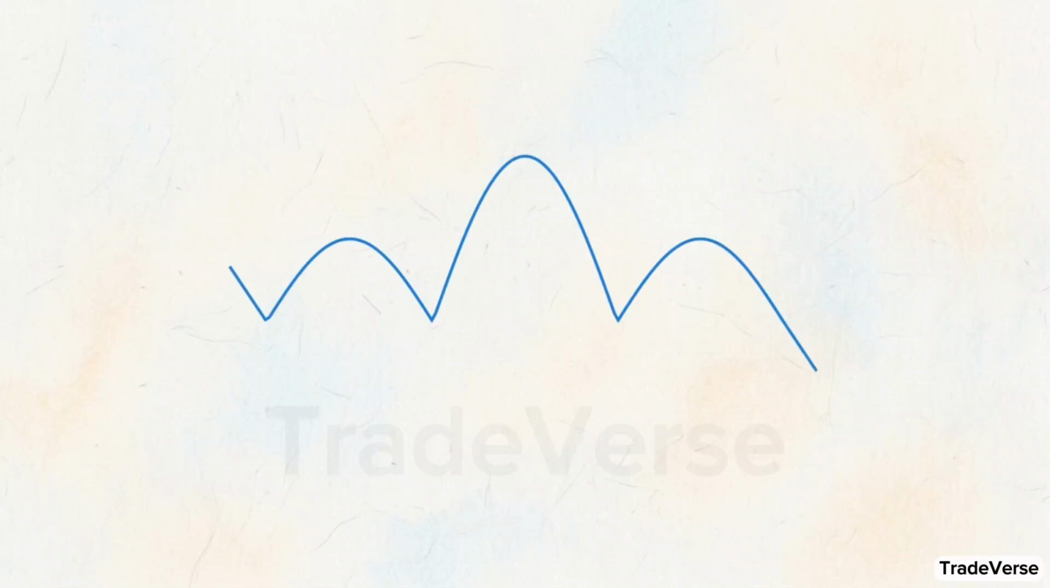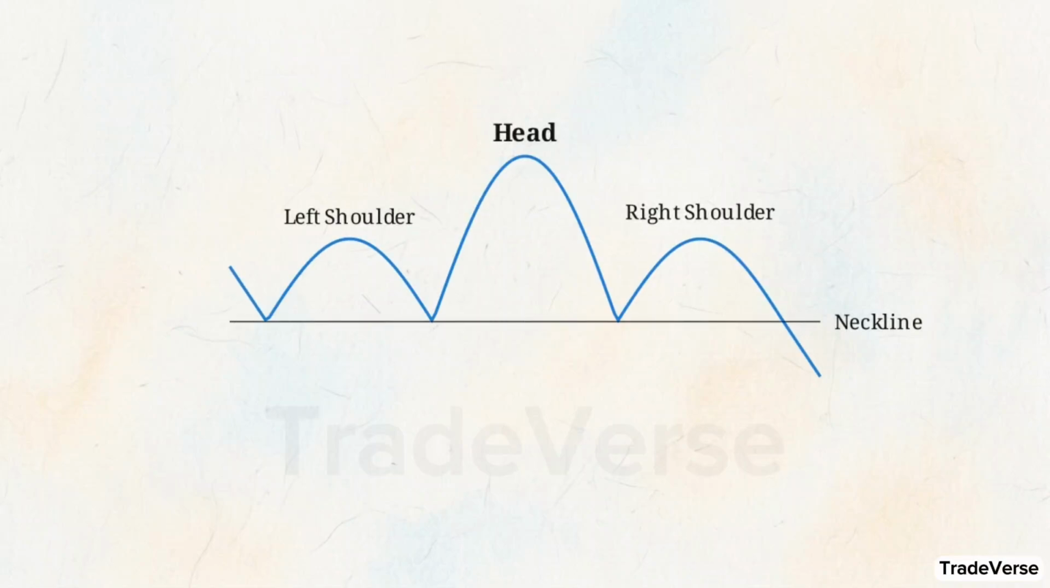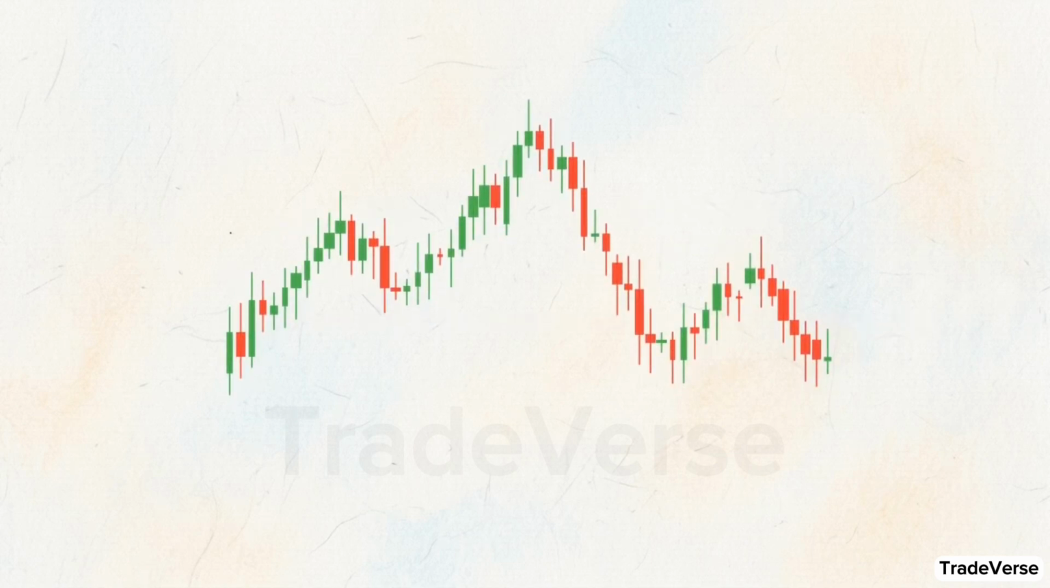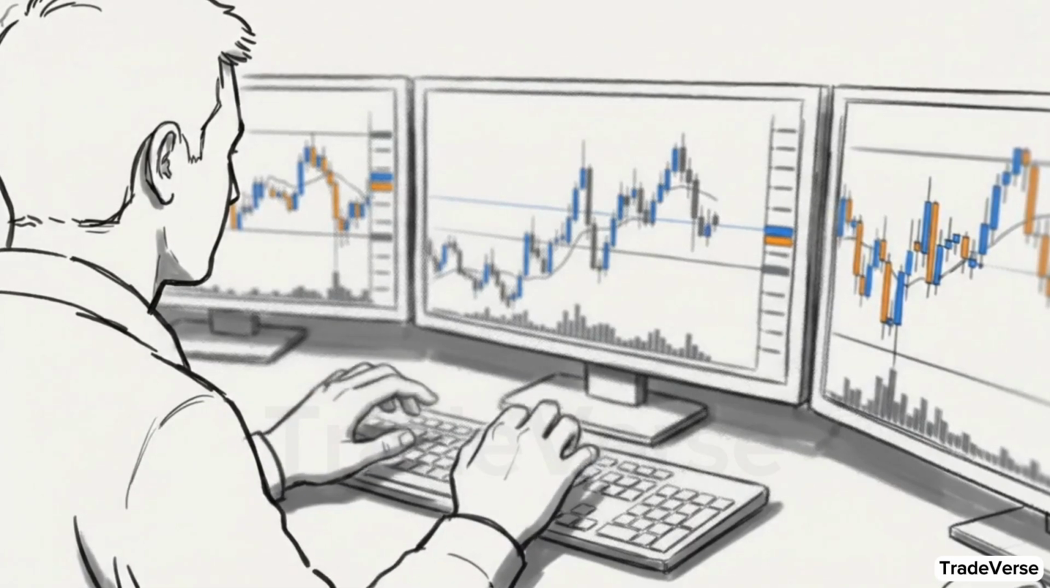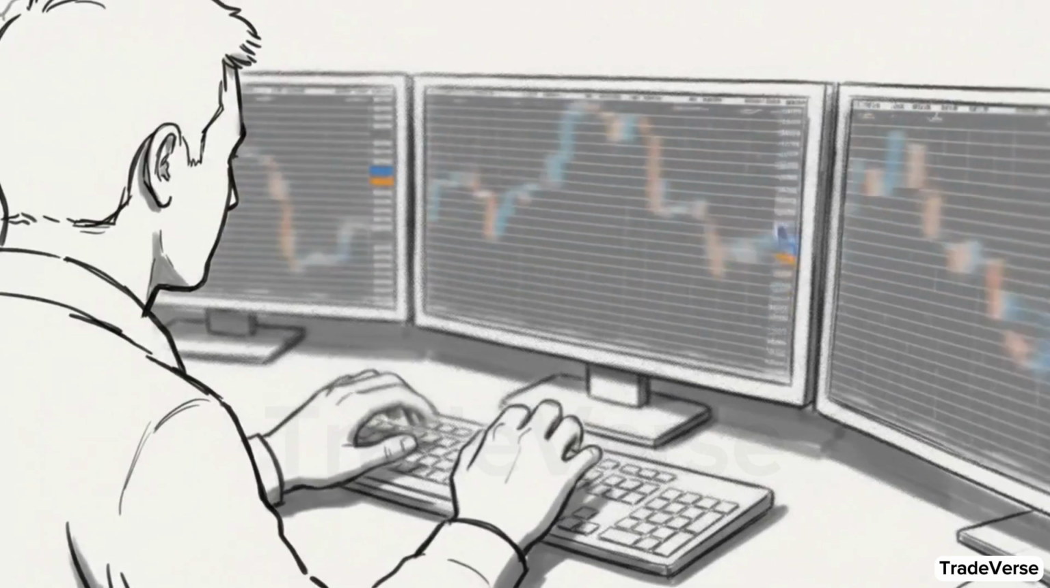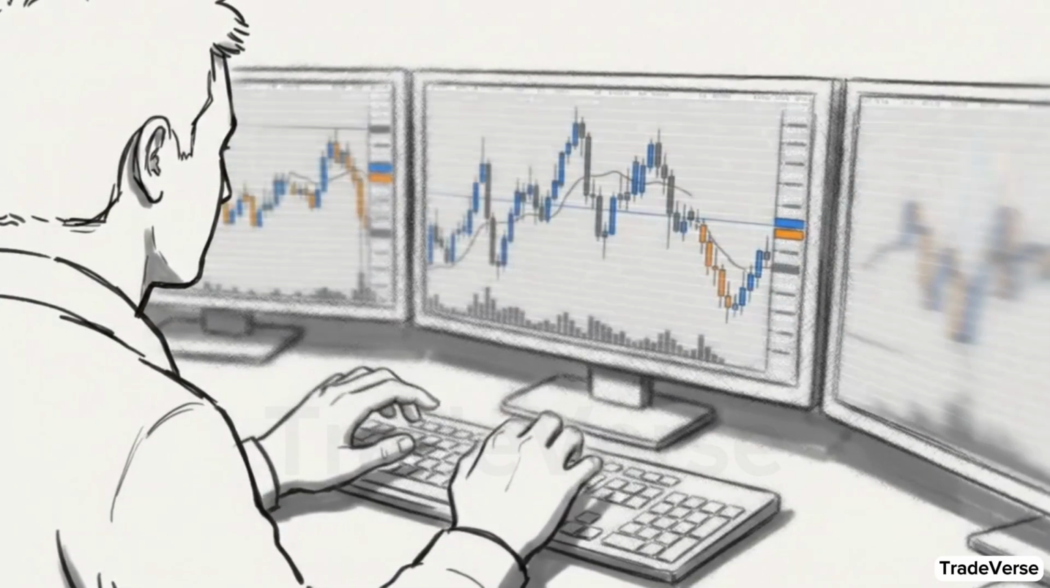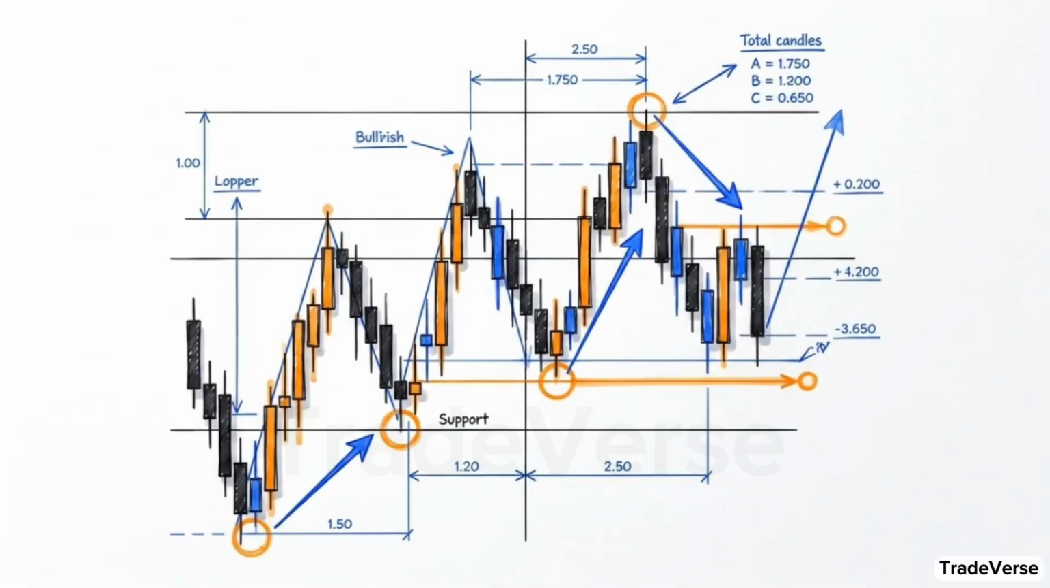Look at this perfectly symmetrical diagram on the screen. In theory, a textbook head and shoulders pattern looks exactly like this. But when you apply it to live financial markets, you get this, a jagged, real-world chart full of noise. If you sit on the sidelines waiting for a flawless, picture-perfect setup, you will miss out on the vast majority of high-quality trading opportunities. Here is the blueprint for trading these messy formations.